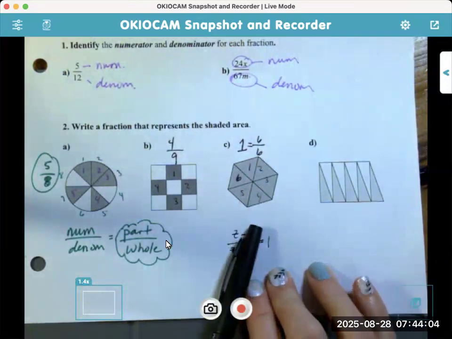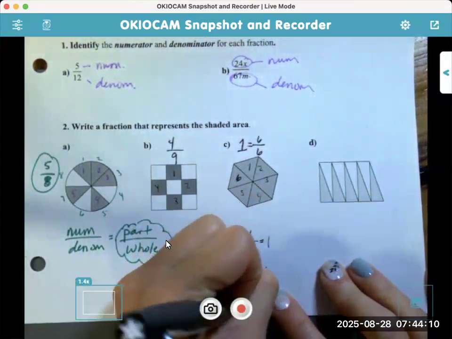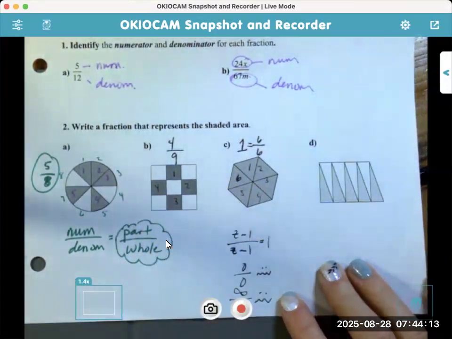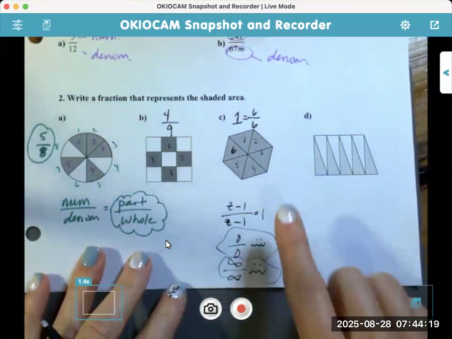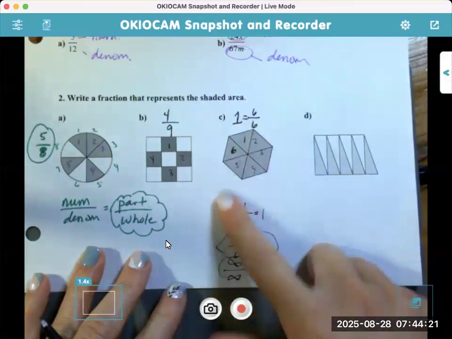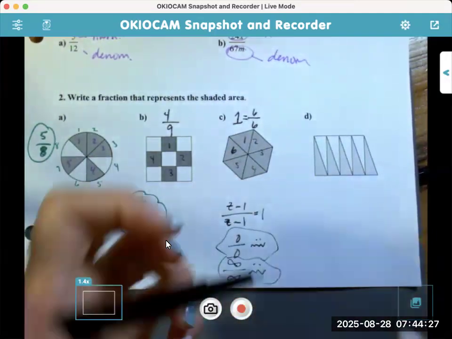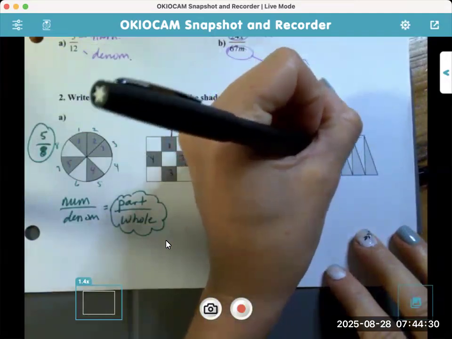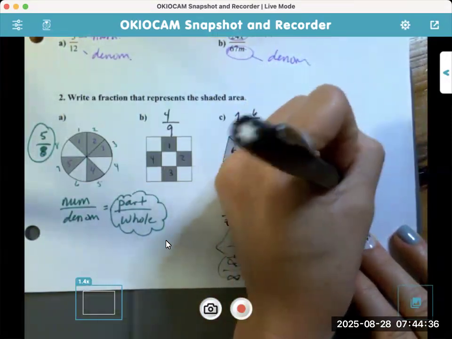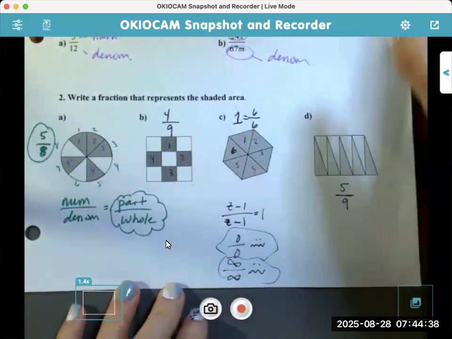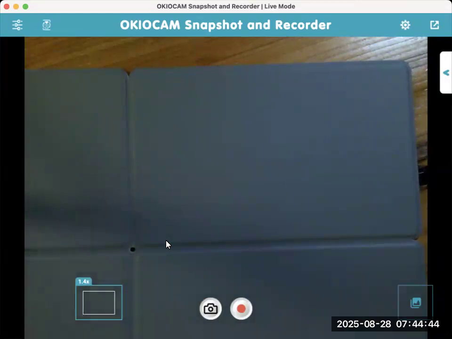Of course, because math is hard, there are caveats. 0 over 0, whoa, wonky. Infinity over infinity, whoa, wonky. Those, of course, are caveats, exceptions to the rule. But generally 99.9% of the time, anything over itself is 1 because you have this whole I've shaded everything situation. And then D, let's see, 1, 2, 3, 4, 5, 6, 7, 8, 9 pieces. And then how many are shaded? 1, 2, 3, 4, 5. That's it. You're just counting. Easy peasy lemon squeezy.